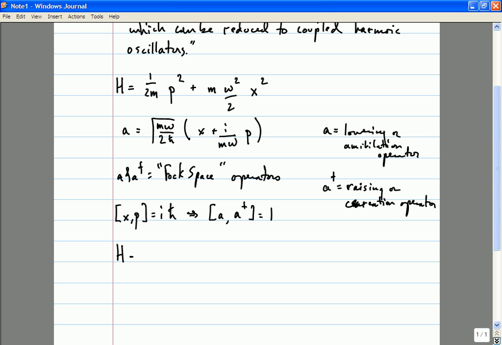In terms of these operators A and A dagger, the Hamiltonian is A dagger A plus a constant times the frequency, h bar omega. And this operator A dagger A is important enough that we typically give it a name. We call it the number operator.